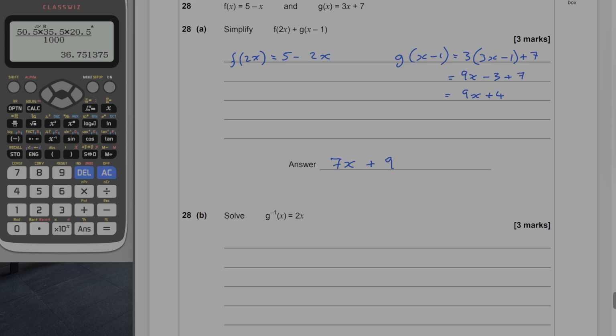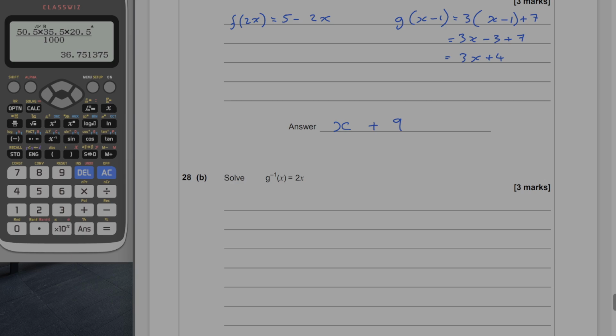Anyone spotted it? So the slight mistake I made was this is the g of 3x minus 1, so that shouldn't have been a 3 there. So let me just change the bits that are affected. Right, so that should have just been an x, so that would have been 3x minus 3, so that would have been 3x plus, right, so then minus 2x plus 3x would be x, and then 5 plus 4 would be 9, so that should be x plus 9. Right, solve g to the minus 1 of x is equal to 2x.